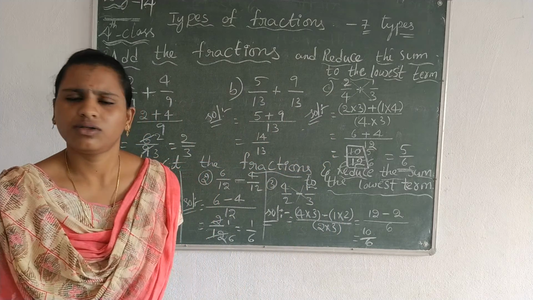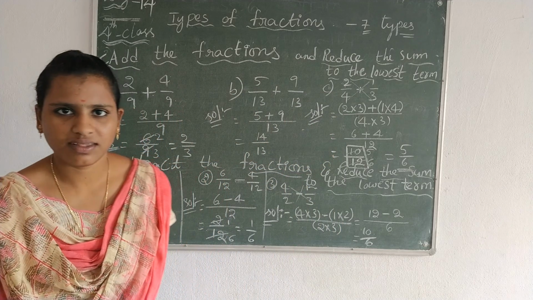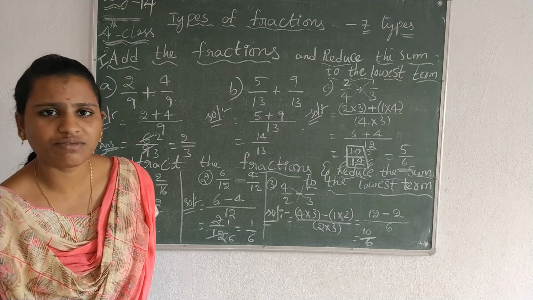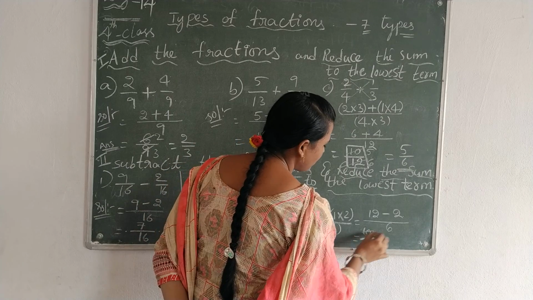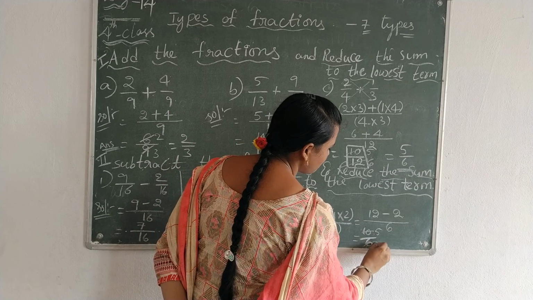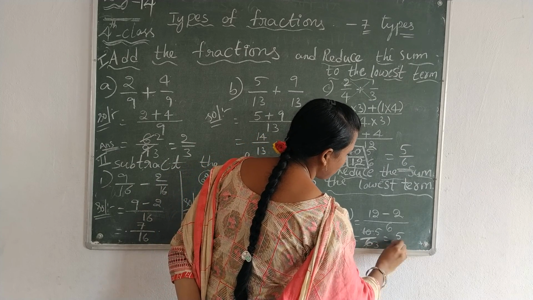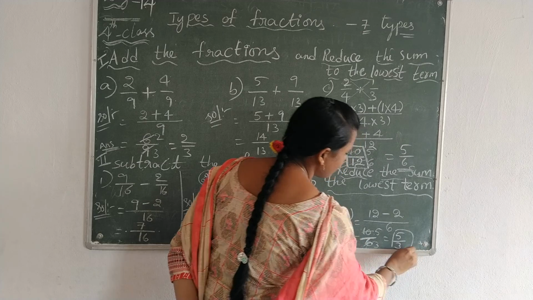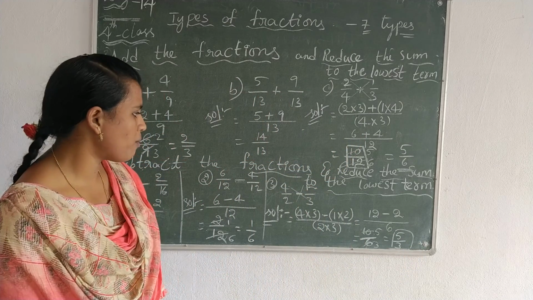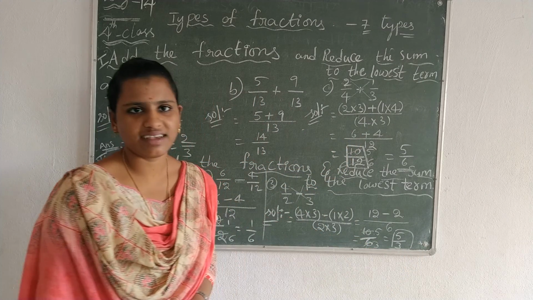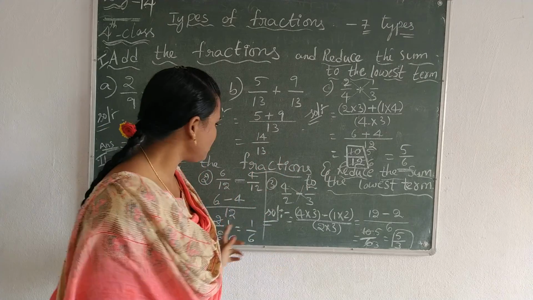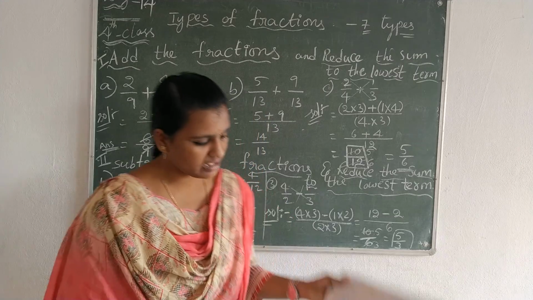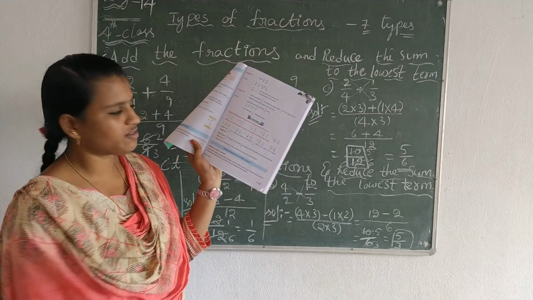These two are the what? Even numbers. So the 2 is cancelled in which table? Yes, the 2 table. In the 2 table, here 5 times, here 3 times. So 5 by 3 is the lowest form of 10 by 6. Understood, children? All of you must note down these 6 sums and practice this type of sums in your textbook.